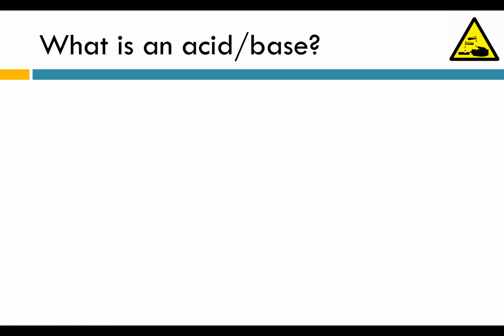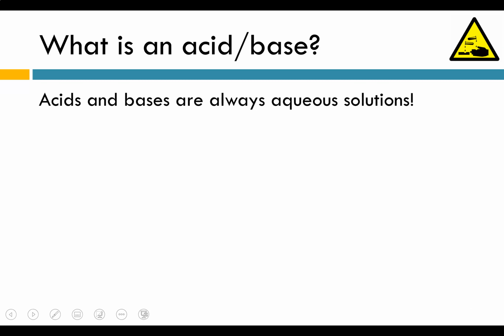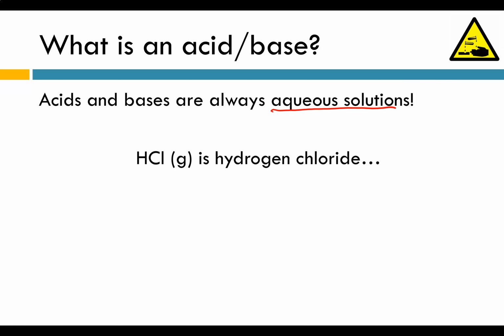My guess is you might have a little bit of knowledge about acids and bases from previous classes. Hopefully one thing you remember is that acids and bases are always aqueous solutions. We're always going to be taking some compound or molecule and dissolving it in water. If we take a look at HCl, some students see this, especially if the symbol (g) isn't there, and they call it hydrochloric acid because they've seen it in previous classes. As a gas, we call this binary molecule hydrogen chloride.